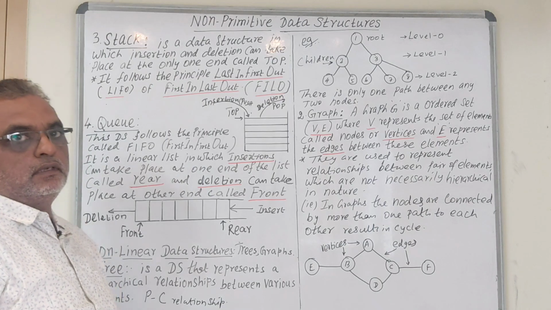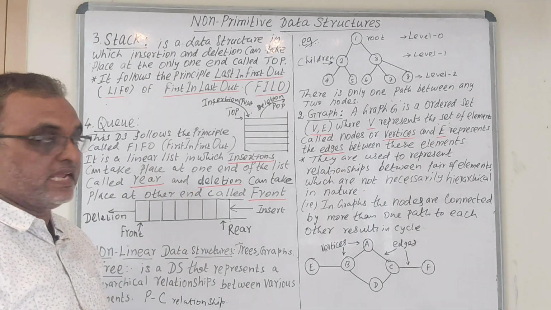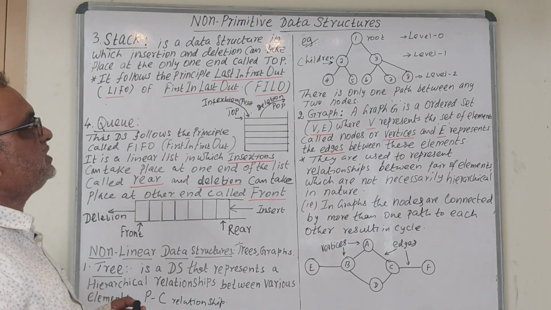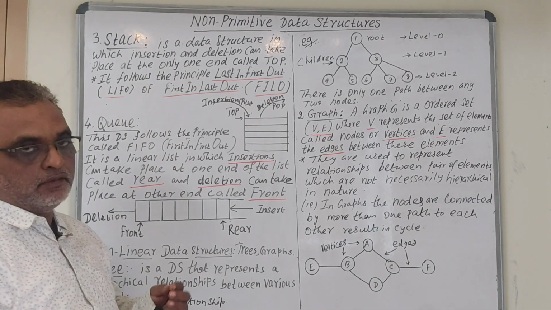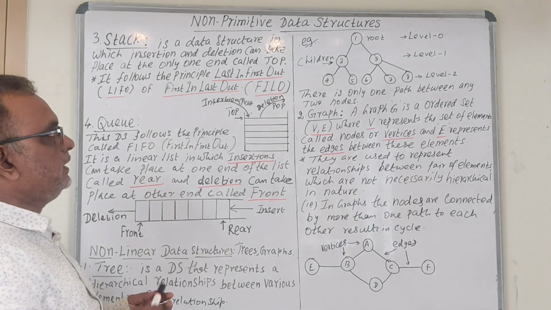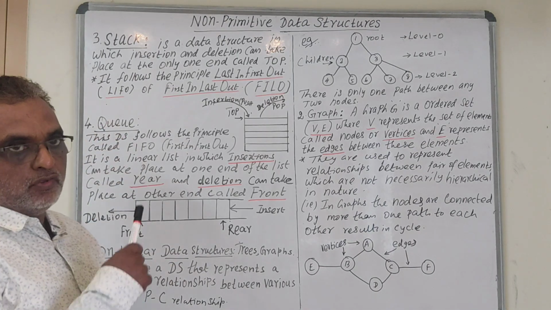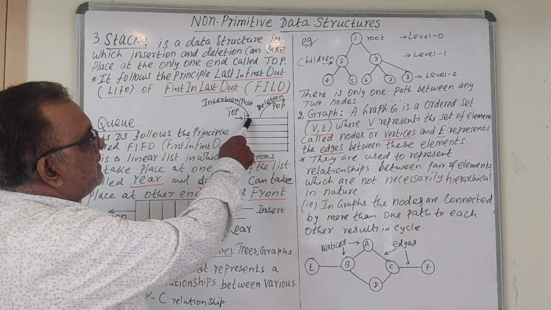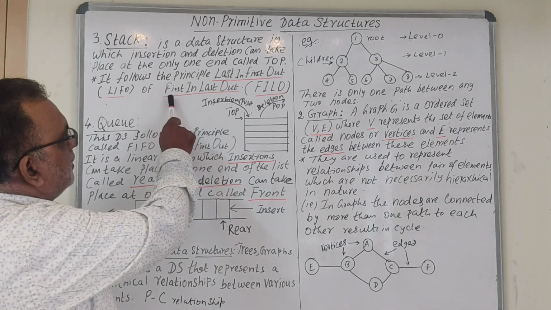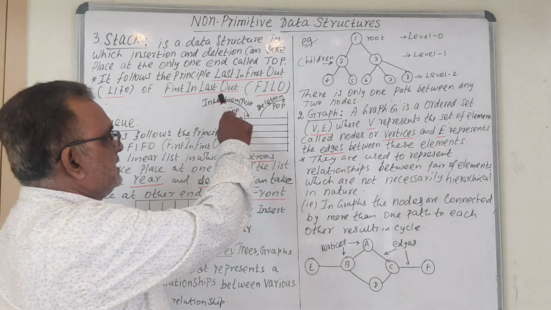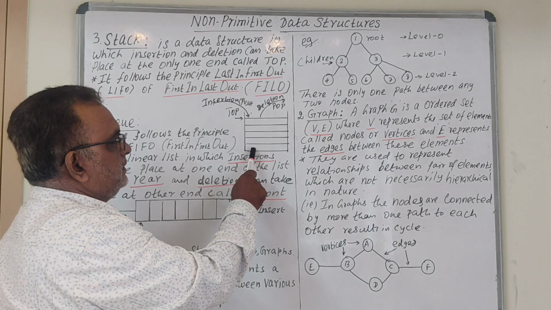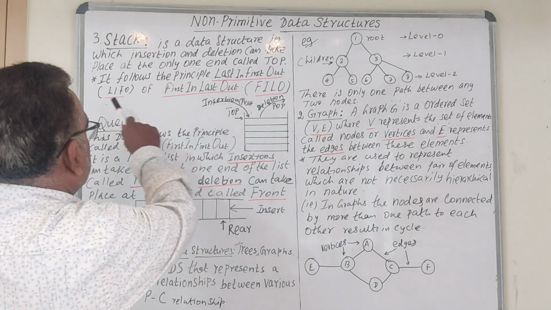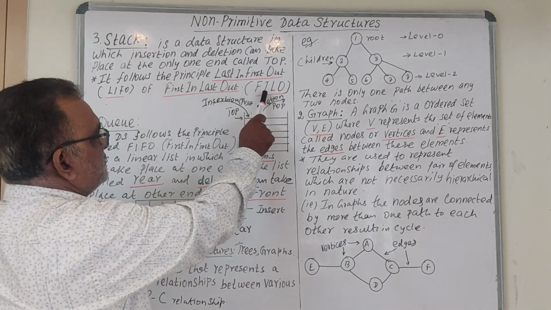The next linear data structure is the stack. It is a data structure in which insertion and deletion can take place at only one end, called the top. It follows the principle last in first out. The last element is taken out first, or first in last out: the element which is inserted first can be taken out last. So one is LIFO, last in first out, and the other is first in last out.